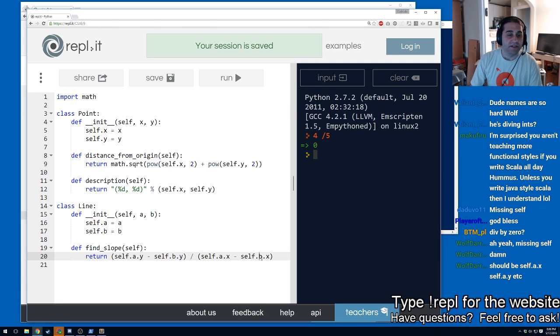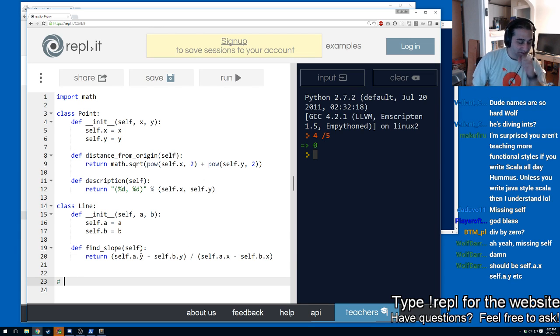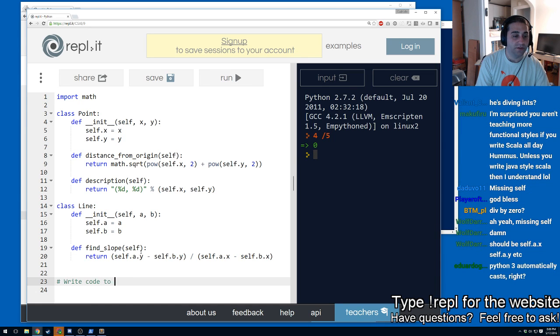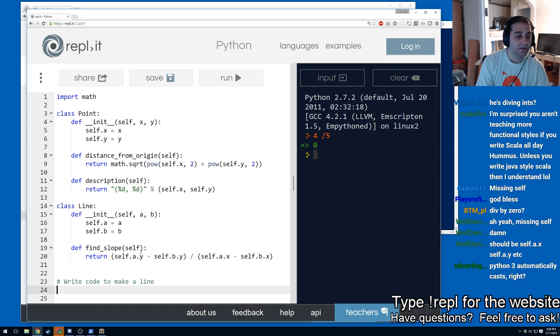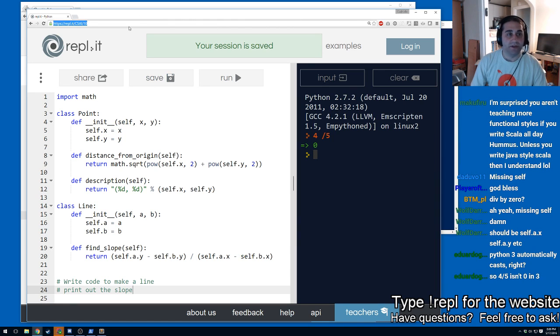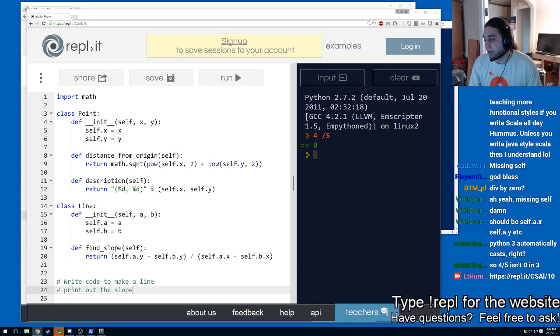So I'm going to save this, and now I'm going to write the assignment in comments. So we're going to say, write code to make a line print out the slope. All right. So here's the new REPL. Python 3 automatically casts? I'm actually not sure. So go ahead. I want you to write code to declare a line, and then I want you to print out the slope of that line.